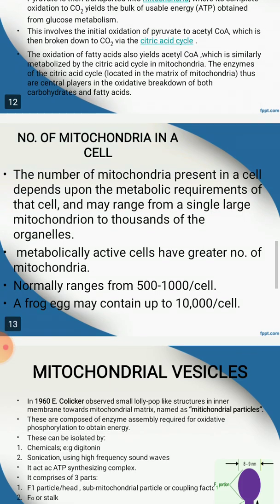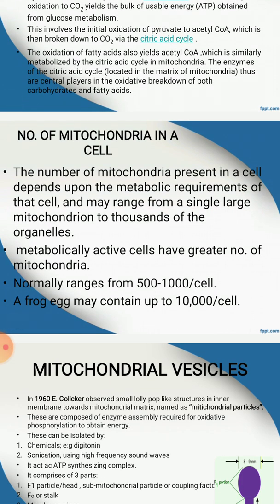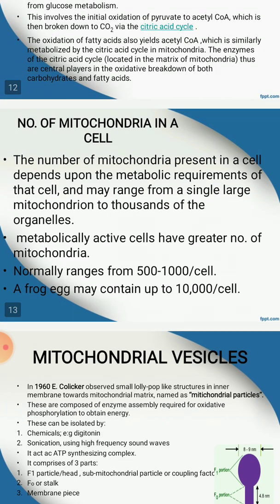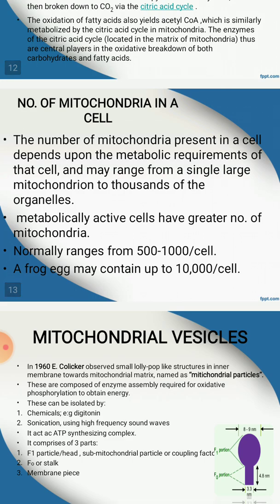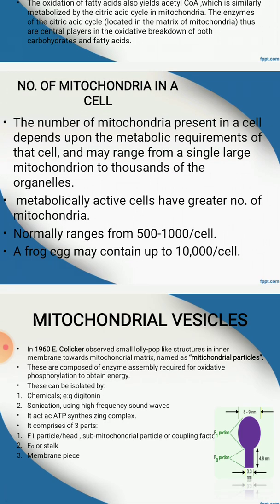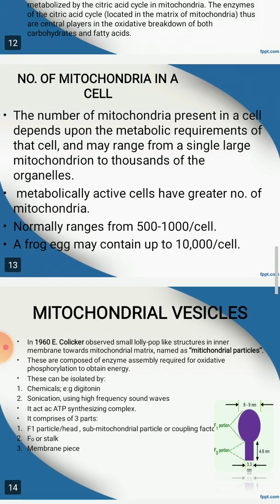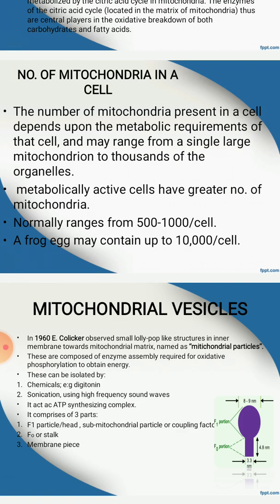This involves the initial oxidation of pyruvate to acetyl coenzyme A, which is then broken down to carbon dioxide via the citric acid cycle. The oxidation of fatty acids also yields acetyl coenzyme A, which is similarly metabolized by the citric acid cycle in mitochondria. The enzymes of the citric acid cycle, located in the matrix of mitochondria, thus are central players in the oxidative breakdown of both carbohydrates and fatty acids.